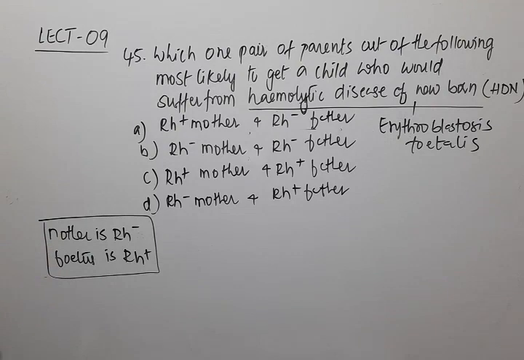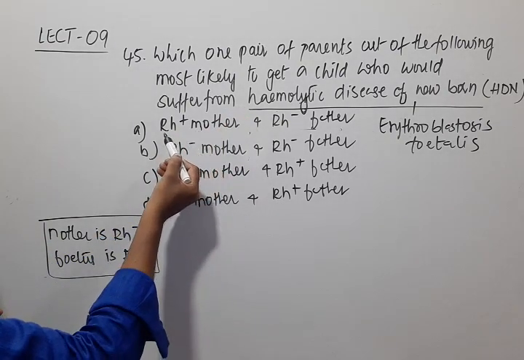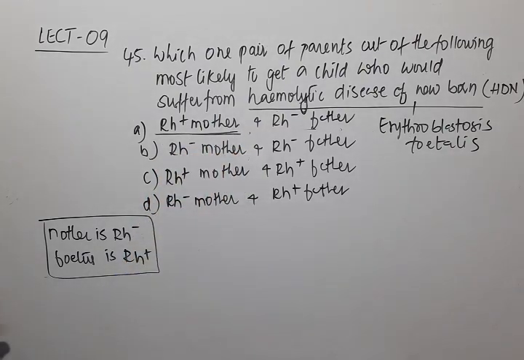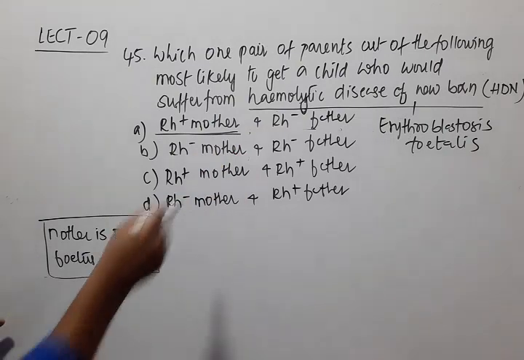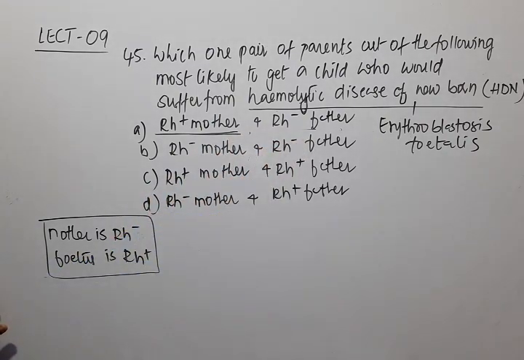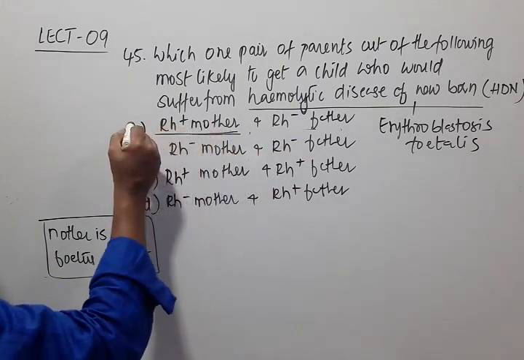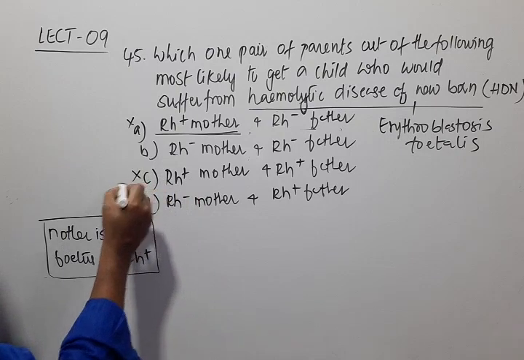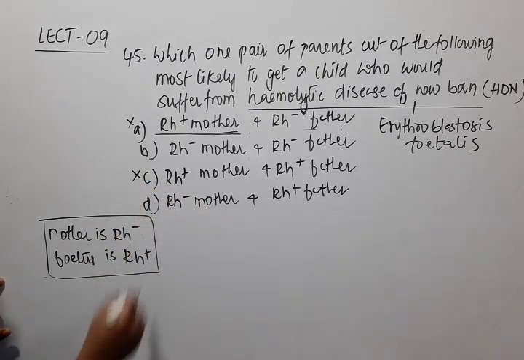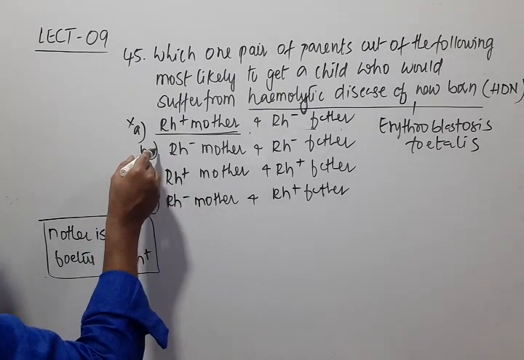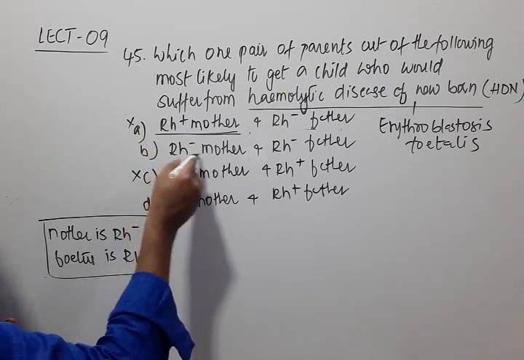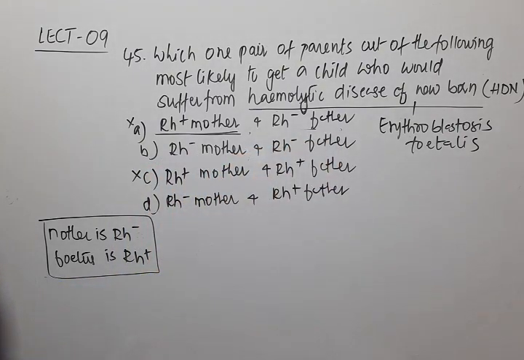So hence you can remove these options. If the mother is Rh positive, there is no chance of the condition erythroblastosis fetalis. So hence you can eliminate option A as well as option C. We will be left with two options: Rh negative mother and Rh negative father.